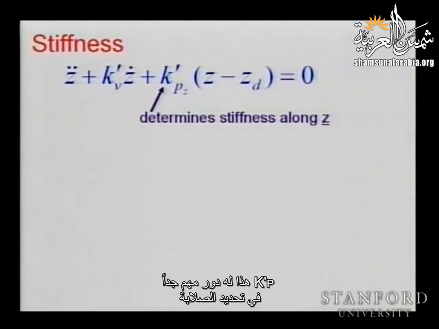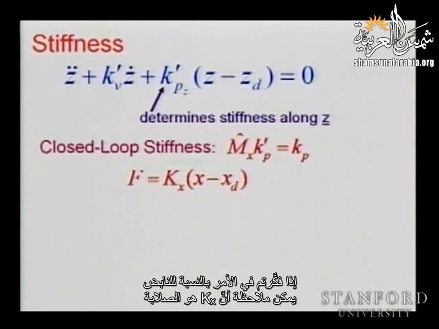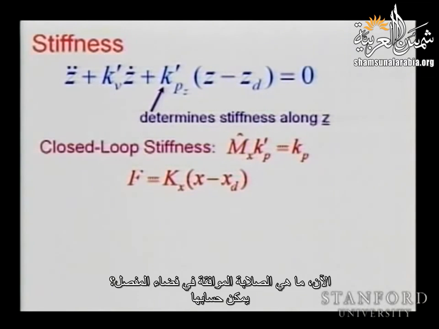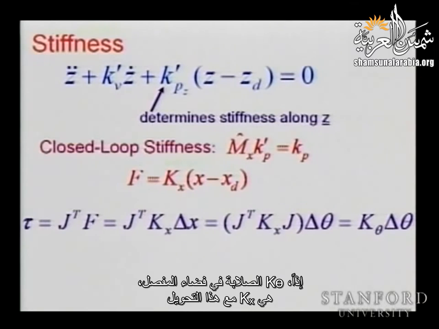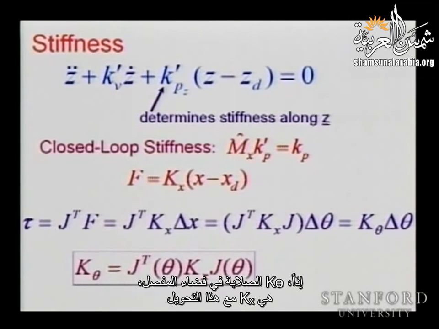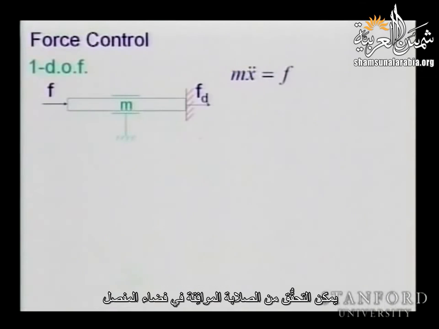So this KP prime has a very important role in determining the stiffness, but really the closed loop stiffness. Remember, you have multiplied KP prime by M hat. So this is your closed loop stiffness. And if you think about it in terms of just the spring aspect, you can see that KX is your stiffness. But now, what is the corresponding stiffness in joint space? You can compute it, because this KX is displacing delta X, and delta X is J delta theta. So your K theta, the stiffness you have in joint space, is your KX with this transformation. So you can even evaluate your corresponding stiffnesses in joint space.